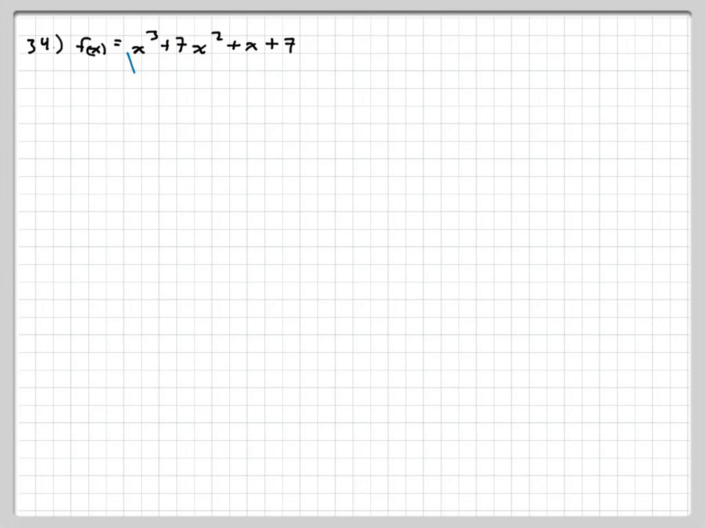Was there a sign change from there to there? No, there's not. And if I go from there to there, those are both positive also. So again, we don't have a sign change. When we don't have any sign changes, that means there's going to be 0 possible positive zeros.